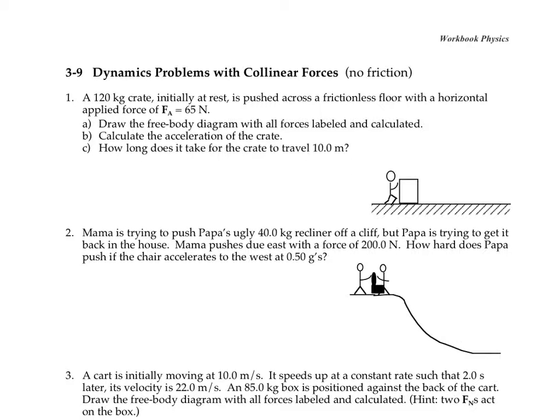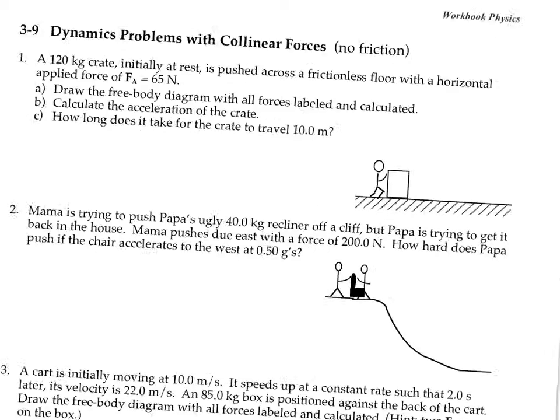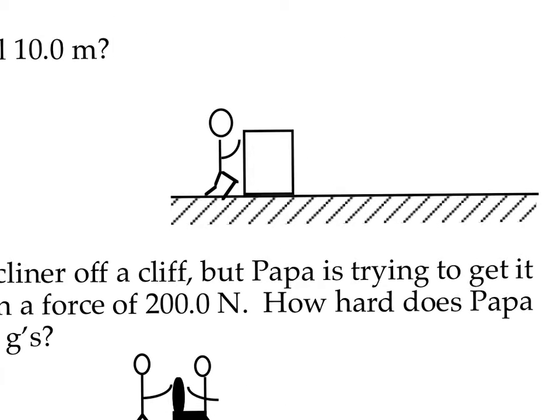Alright, Grace, this is activity 6. I think there's quite a few kids that still haven't done this, but you're supposed to draw the free body diagram with all forces labeled and calculated. So here's the box. You've got the force of gravity, which is mass times gravity. I think it's a 120 kilogram box, so this will be 120 times 9.8.